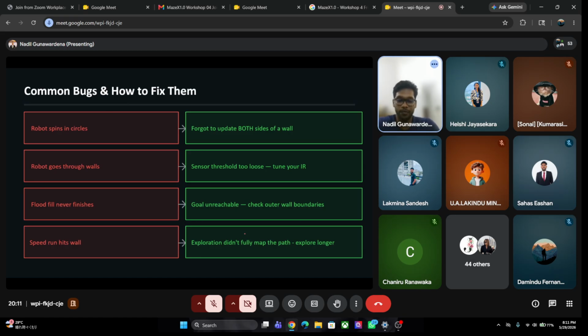That means if it doesn't know the cell that it is currently in, then also there will be a lot of errors. If it doesn't know where it is, then it can't navigate. So yeah.